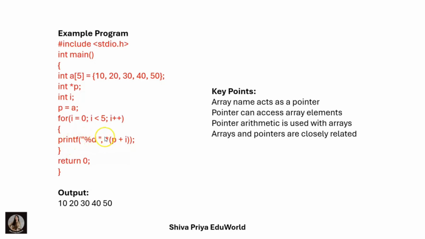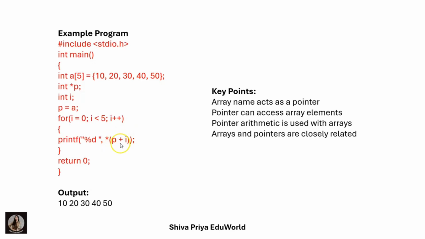Clear? Printf %d and asterisk p plus i. This line is for pointer access. Here p plus i uses pointer arithmetic to calculate the memory address of the ith element after the starting address stored in p. Clear?